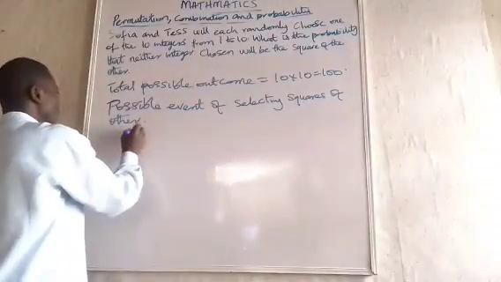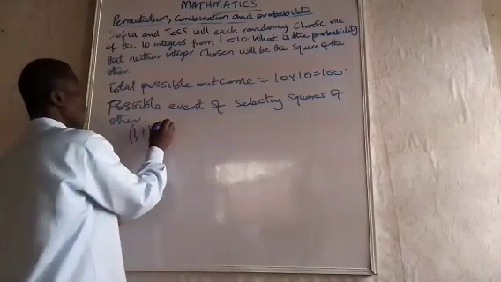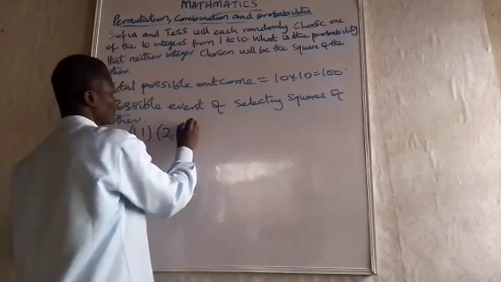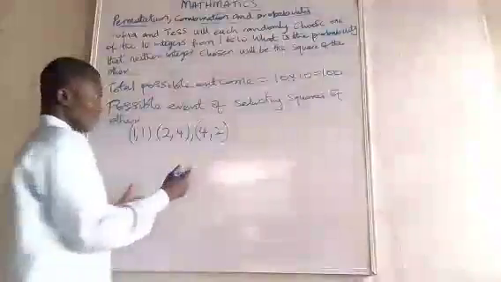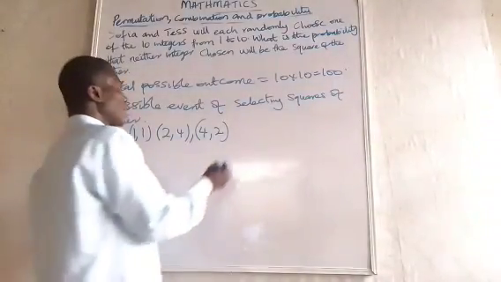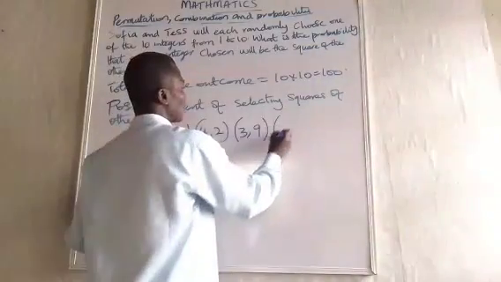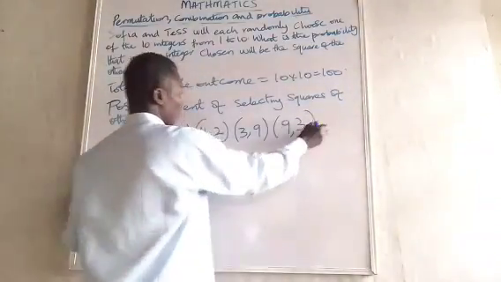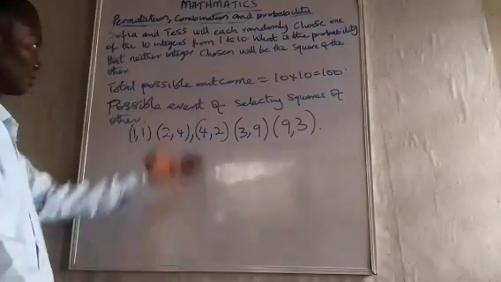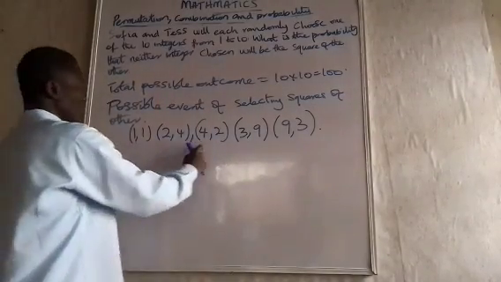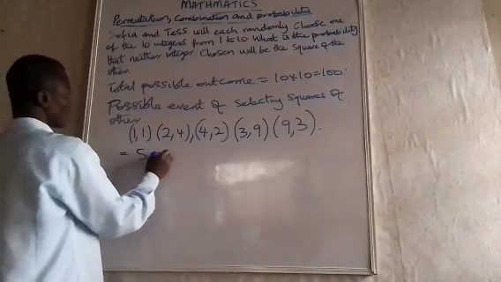We can have 1, 1. We can have 2, 4, and 4, 2, because it's arrangement. And we can also have 3, 9, and 9, 3. Those are the ones you can have, all the others are beyond 10. So looking at this, we have five outcomes.